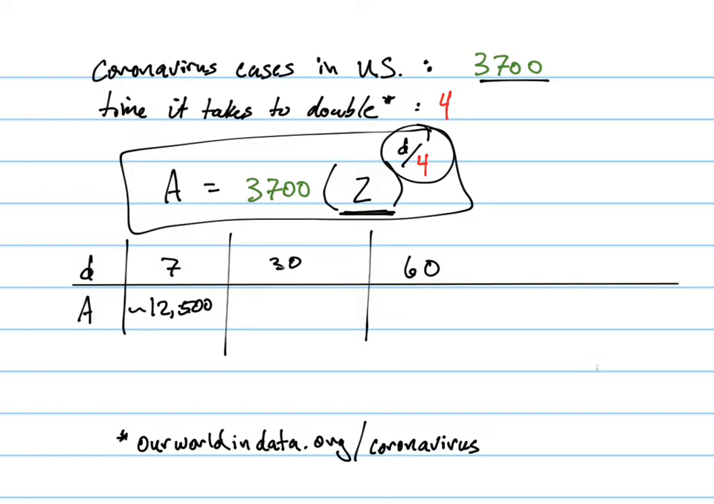After 30 days, you'd have approximately 670,000 cases. And after 2 months, you'd have approximately 121 million cases. That's why people are freaking out. They're freaking out because they're trying to stop this. They're trying to take this number right here, 4, and they're trying to lower it.